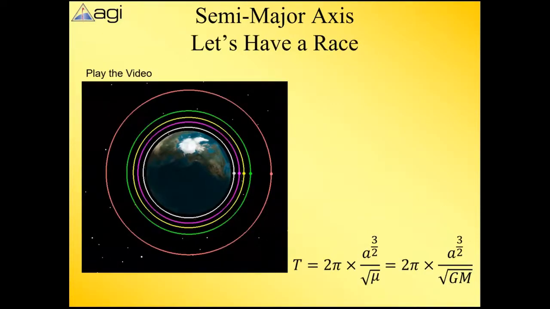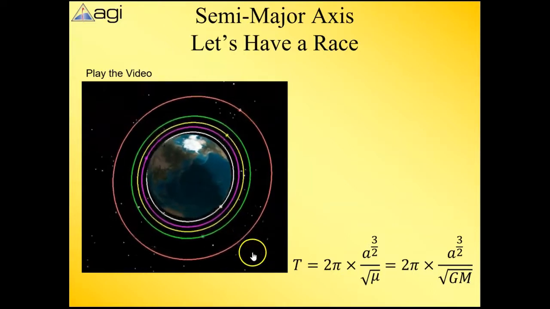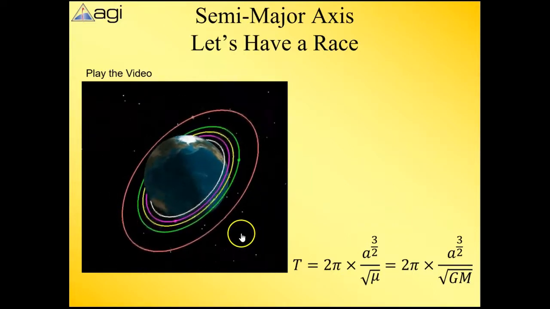So let's actually take a look at this for a second. We have these five dots right here that are going to race around the sun. Which one do you think will finish first? Well, let's click and see. You'll notice as it spins around that the orbit closest to Earth is going to spin a lot faster than the orbits that are farther away from the Earth, which makes sense.